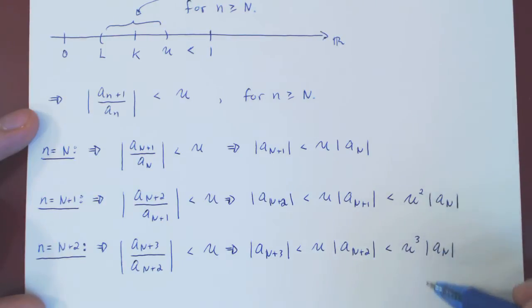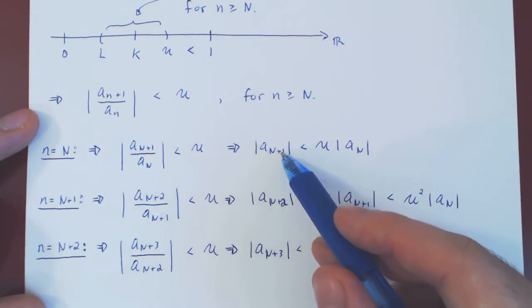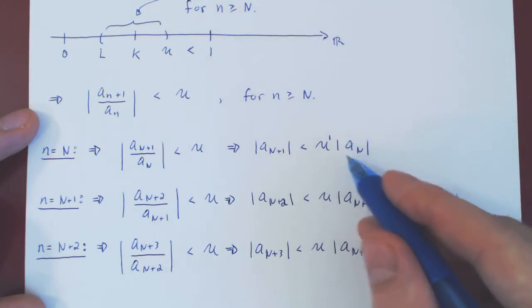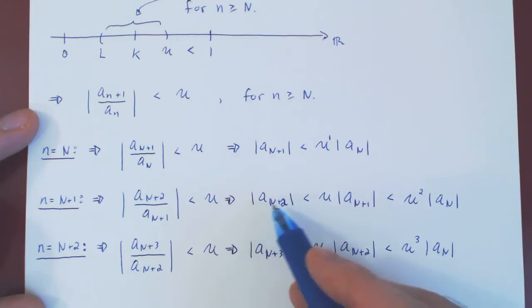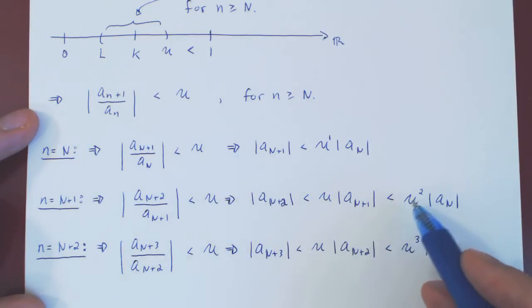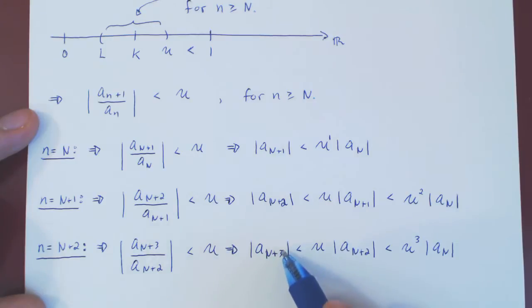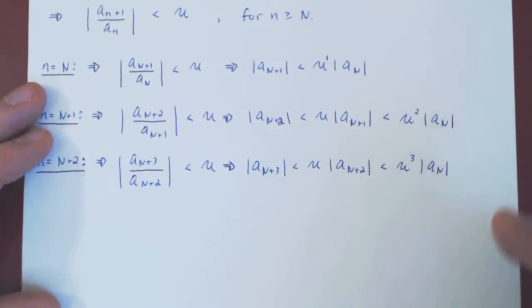And we can keep going like this forever. You see, |a_{N+1}| is less than u to the 1 times |a_N|. |a_{N+2}| is less than u squared times |a_N|. |a_{N+3}| is less than u cubed times |a_N|, and so forth. And now let's consider the sum of these terms.